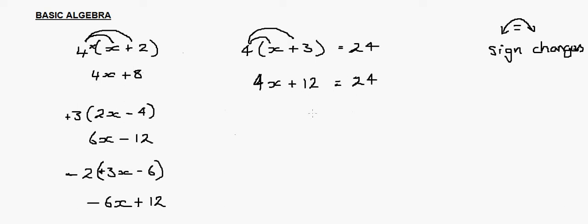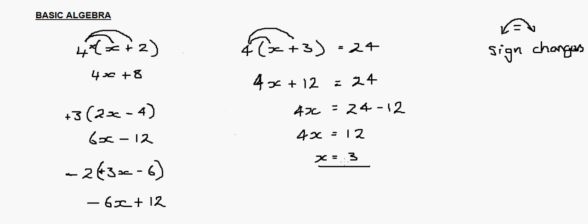So we know we've got to get the 4x on its own. So 4x will equal 24. This plus 12 comes over, becomes minus 12. So 4x equals, now 24 minus 12 is 12. So if 4 things equals £12, one thing will equal £3. So x equals 3. And you'll see here the notation is very important.